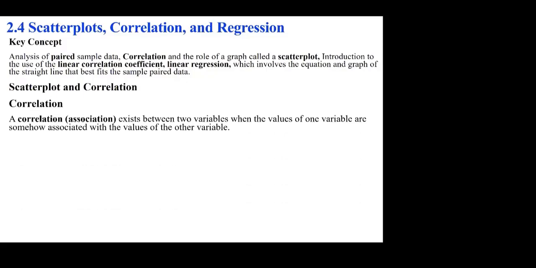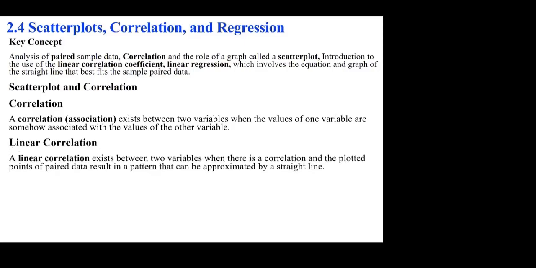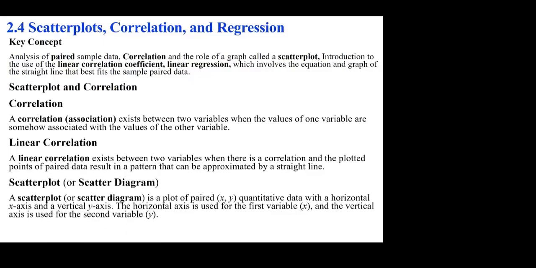Could somebody read the correlation for us? Correlation: an association exists between two variables when the values of one variable are somehow associated with the values of the other variable. Could somebody read this one, please? Linear correlation exists between two variables when there is a correlation, and the plotted points of paired data result in a pattern that can be approximated by a straight line.